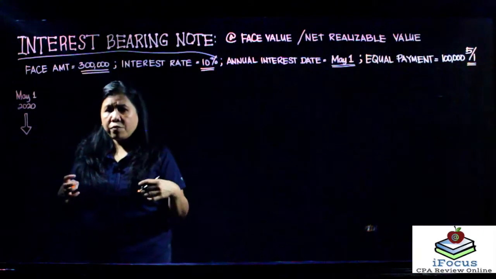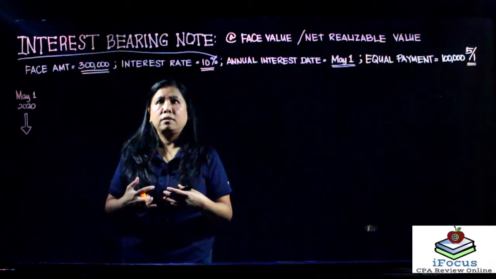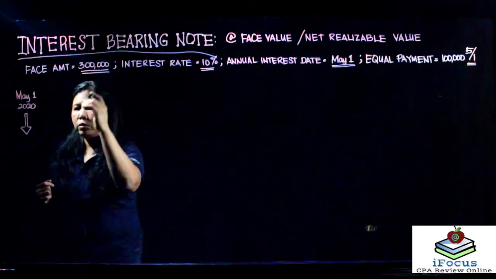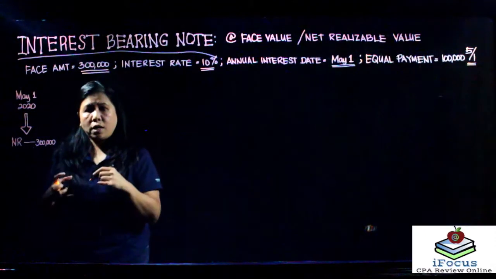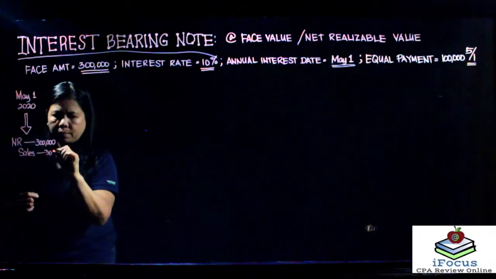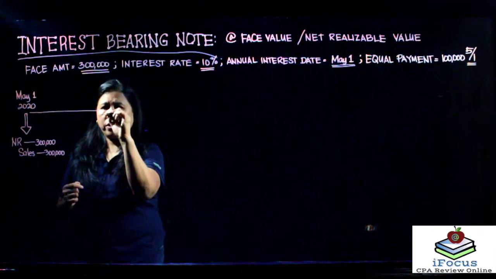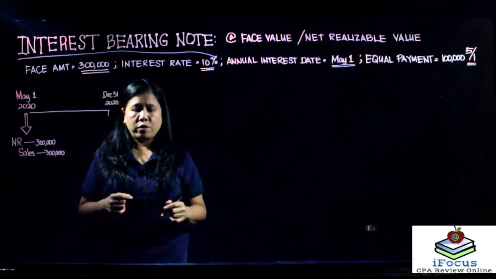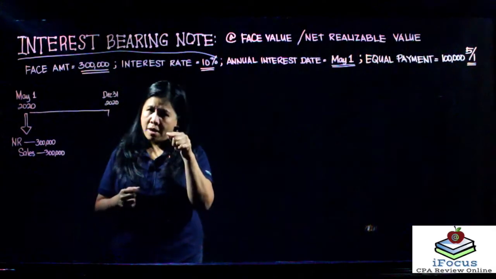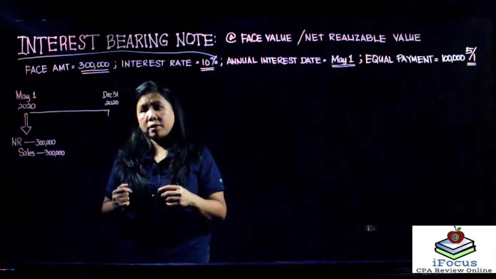So on May 1st of 2020, our journal entry for this sale will be debit to notes receivable for the face amount and credit to sales of 300,000 for the face amount. Now on December 31st, at the end of the year, on December 31st of 2020, the accountant, and that's you, will prepare the company's financial statement.